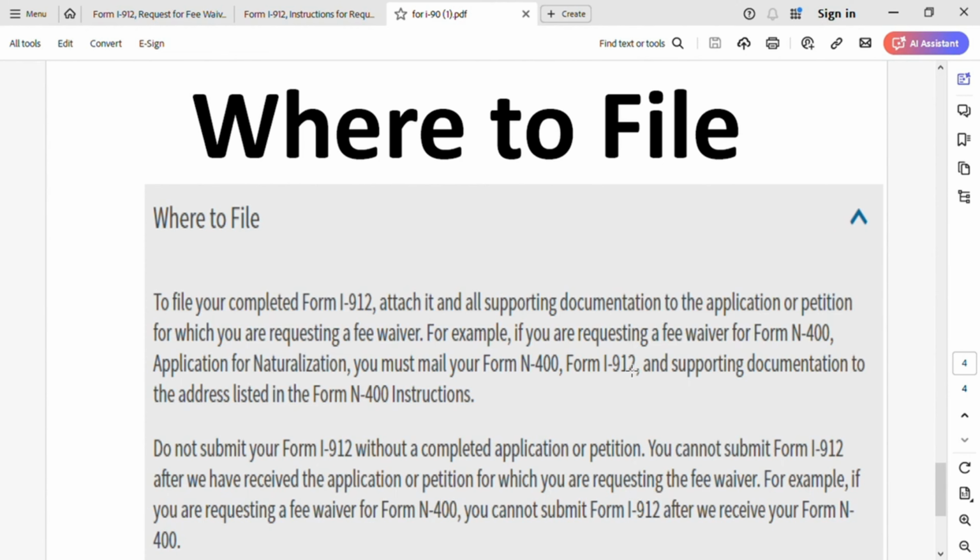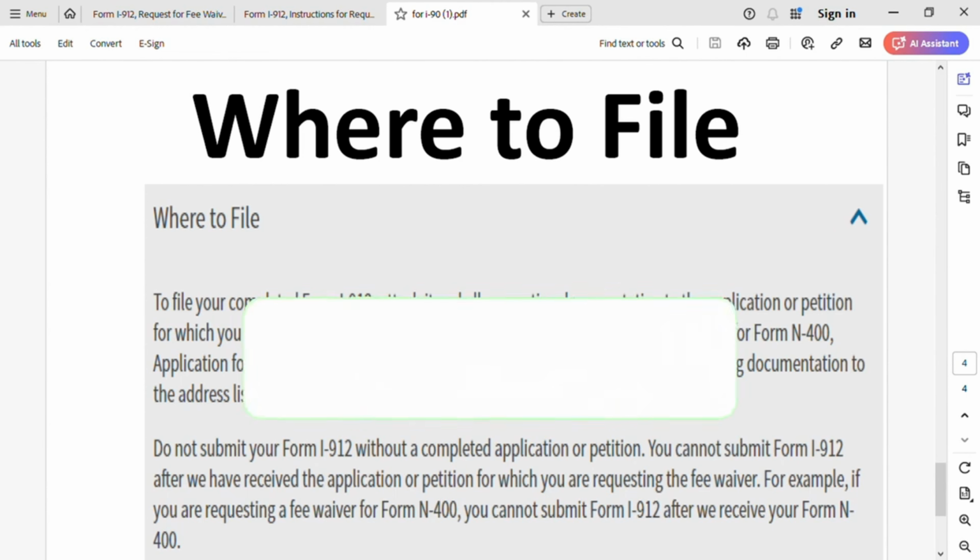So you file your form application, which could be I-751, N-400, any eligible form, and you must attach your form application, the Form I-912, and the supporting documentation to the address listed in the instructions of the application you are filing. So it is very simple. You have to remember I-912. You file I-912 with the application you want to submit to USCIS, and then attach it to that form with the supporting documents and send it to the address of the application. So this is the end of this video.